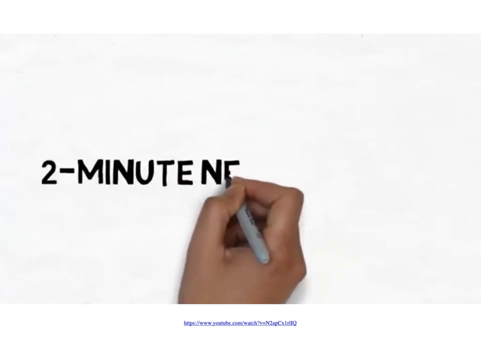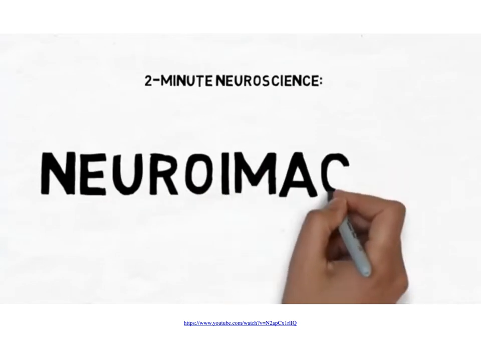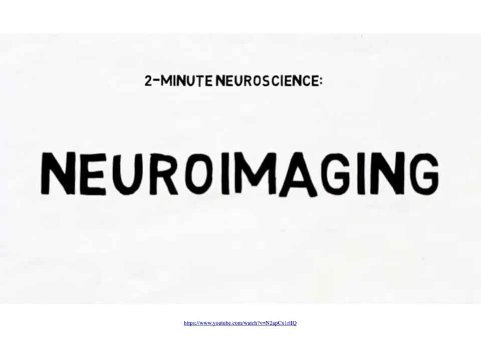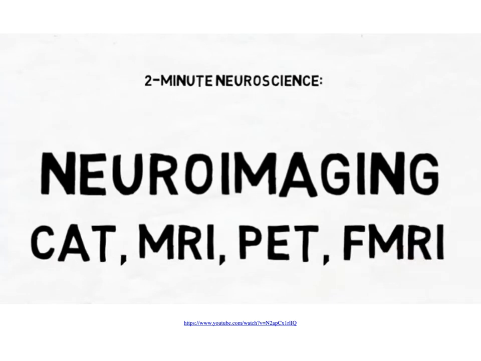Welcome to 2-Minute Neuroscience, where I simplistically explain neuroscience topics in 2 minutes or less. In this installment, I will discuss neuroimaging. I will cover a few of the most common types of neuroimaging: CAT scans, MRI, PET scans, and fMRI.